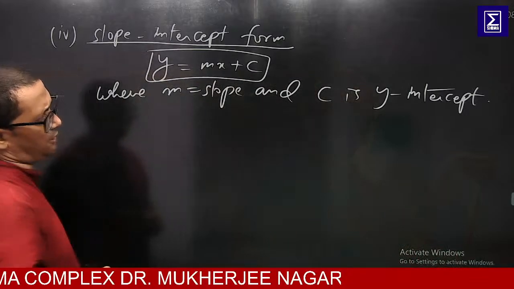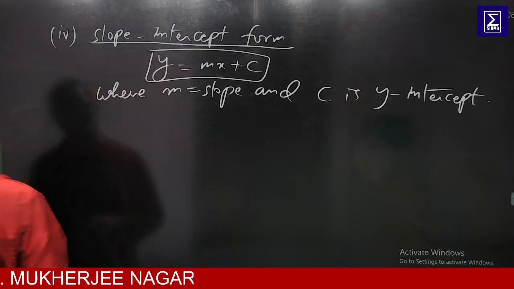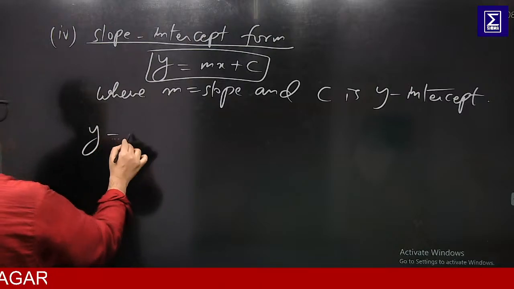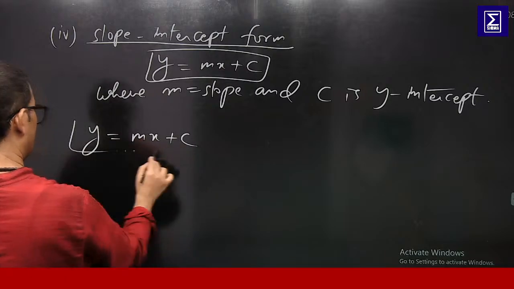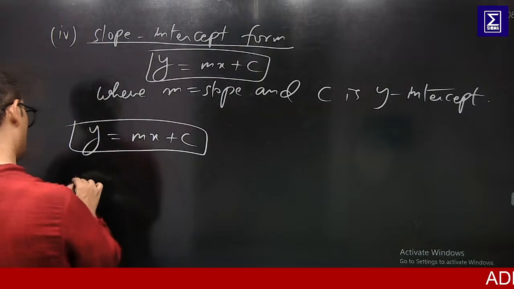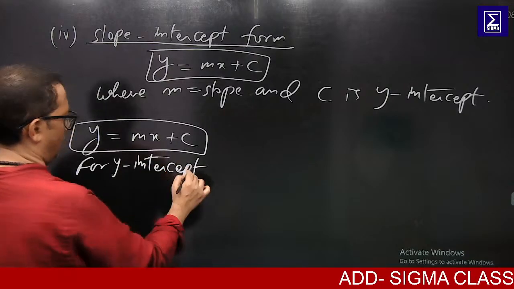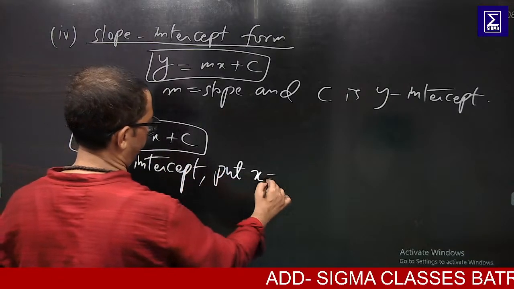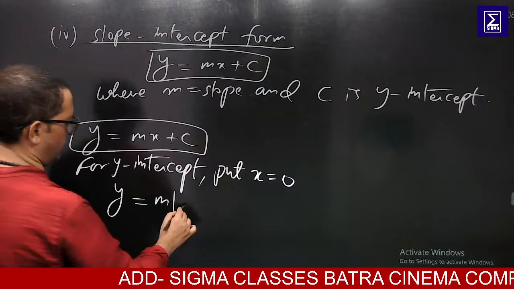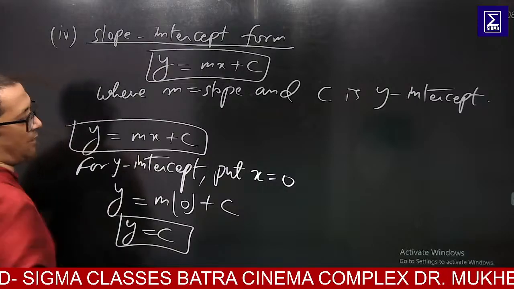We can convert these from one form to another very easily. So, if any equation is given, let's say y is equal to mx plus c, how do we know that c is the y-intercept? For the y-intercept, put x is equal to 0. If you put x is equal to 0, y is equal to m times 0 plus c. So y is equal to c, it means c is the y-intercept.